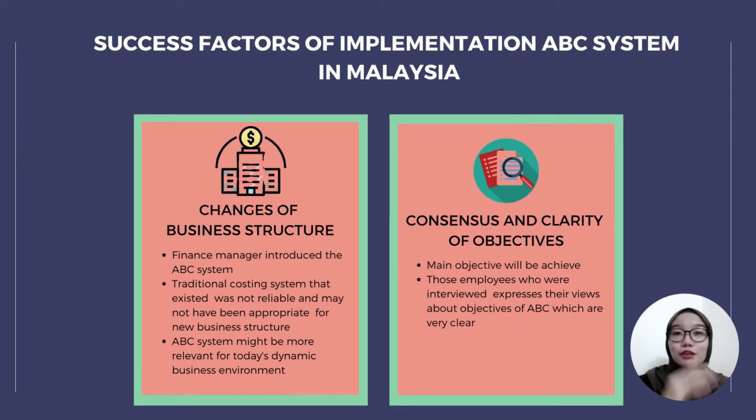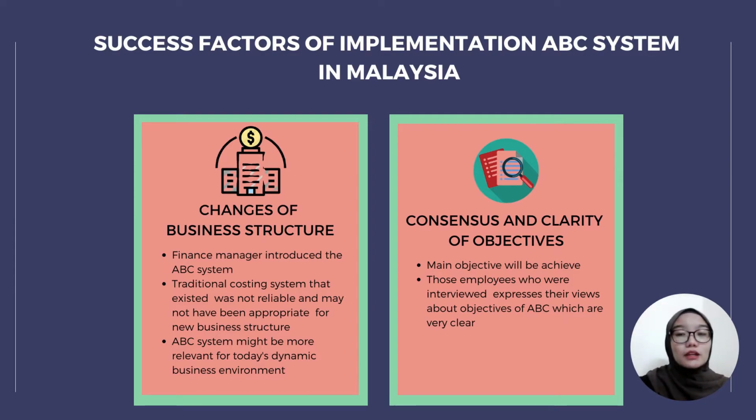Last but not least, we have the fifth successful factor in implementing the ABC in Malaysia, which is the changes of business structure. This is because in Malaysia we know the traditional system has changed into the technological system. Finance managers should introduce the ABC system into their companies. This is because the traditional costing system may not be reliable and may not be appropriate for the new business structure. The ABC system nowadays might be more relevant and accurate for today's dynamic business environment.